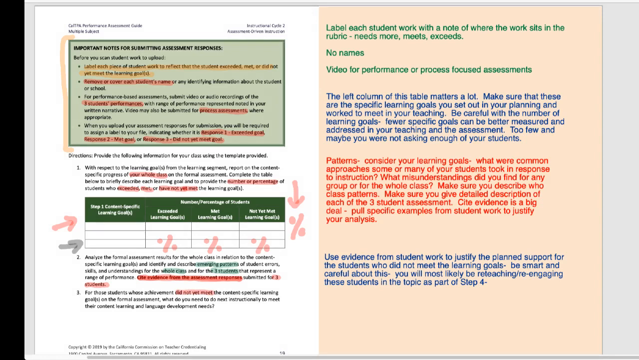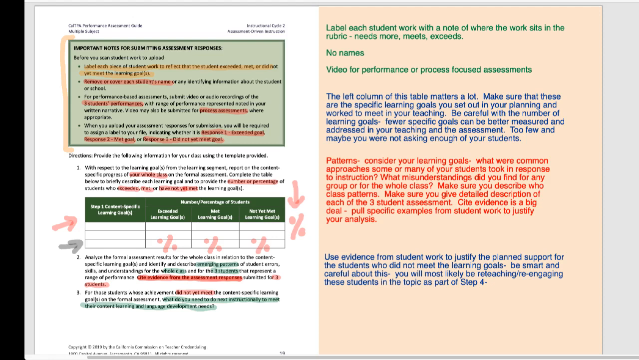Okay, so this is asking you to project in the future. What do you need to do next instructionally to meet their content learning and language development needs? They've given you two things here. So this is anticipating step 4, which is apply, when you're going to be doing reteaching. Most of you will be doing reteaching. So this is setting you up to anticipate that and how you might go about your reteaching lesson.